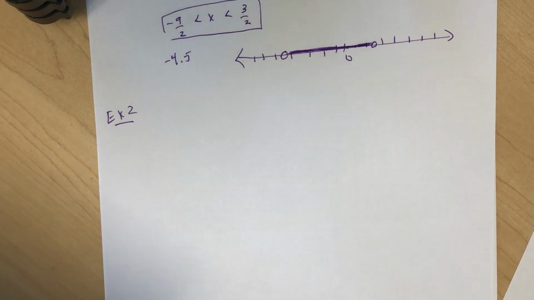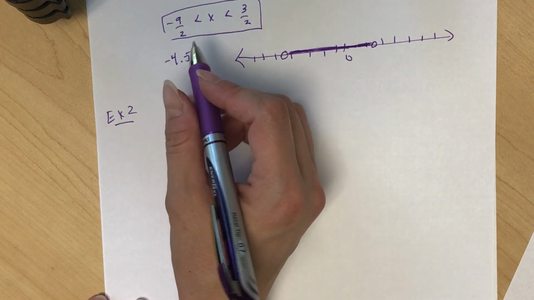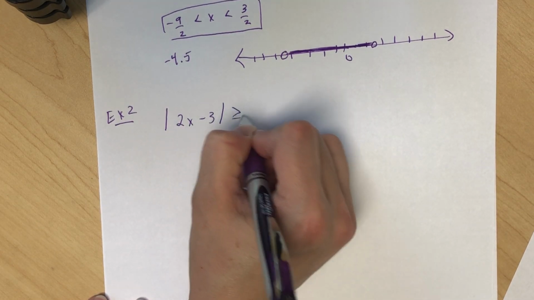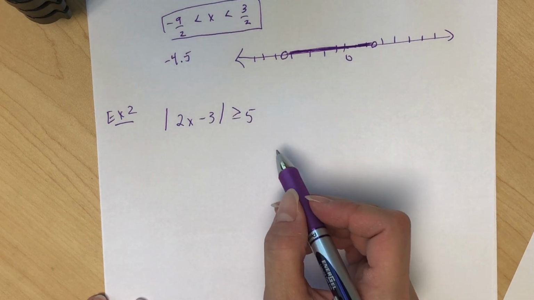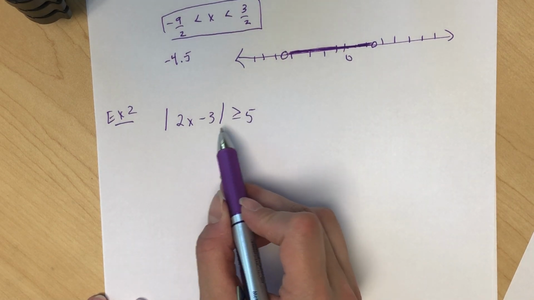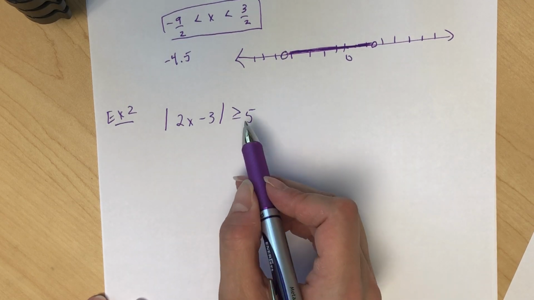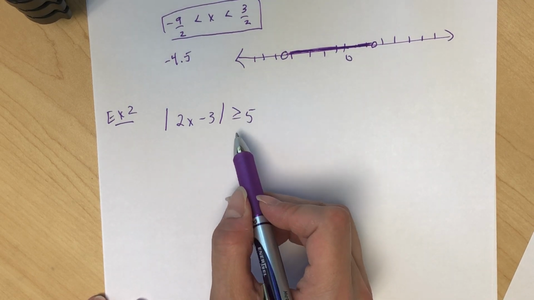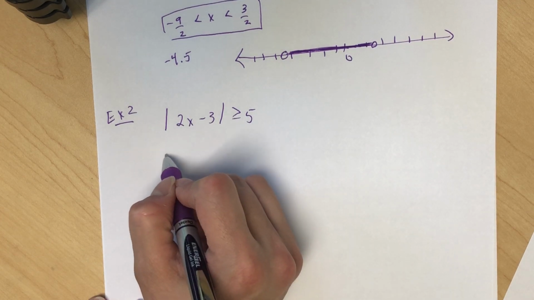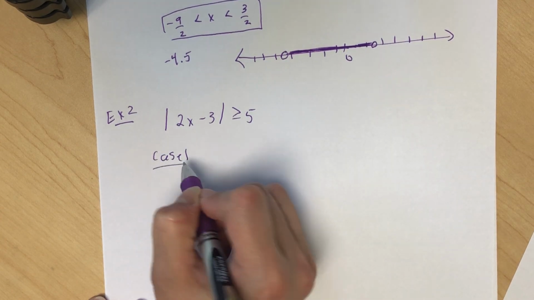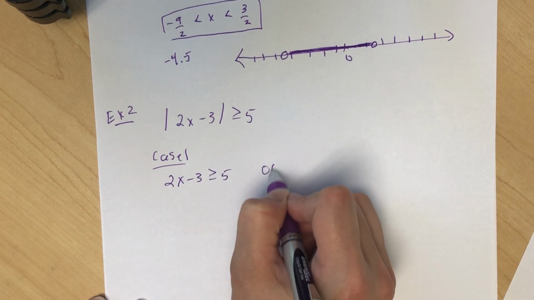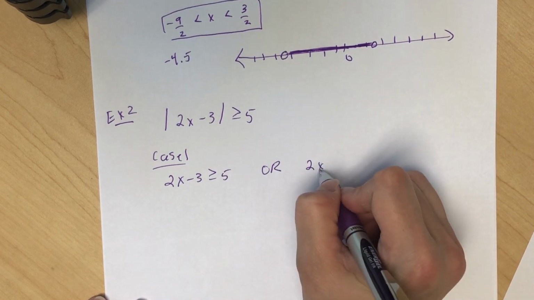Example 2, we have: solve and graph the solution on a number line for the absolute value of 2x minus 3 greater than or equal to 5. Okay, so we have absolute value greater than, so this time it's going to be two separate cases separated by the word or. So you'll drop the bars for your first case, so case 1: 2x minus 3 is greater than or equal to 5, or drop the bars, 2x minus 3.